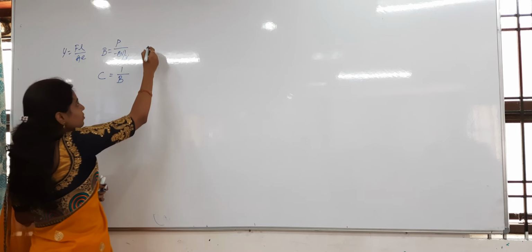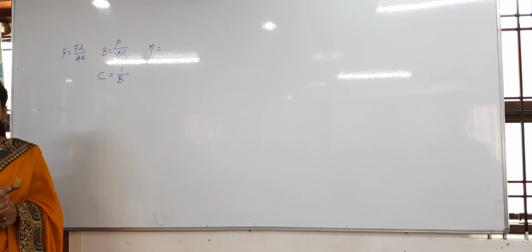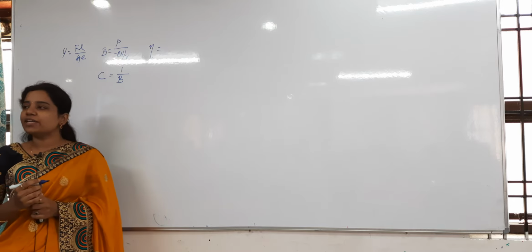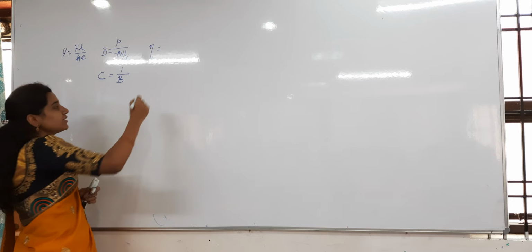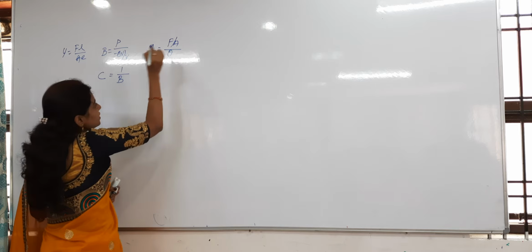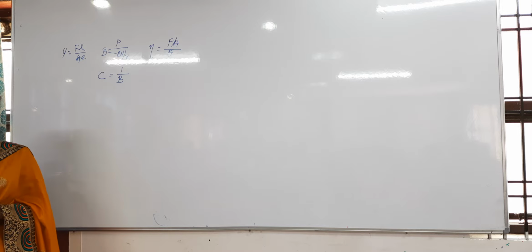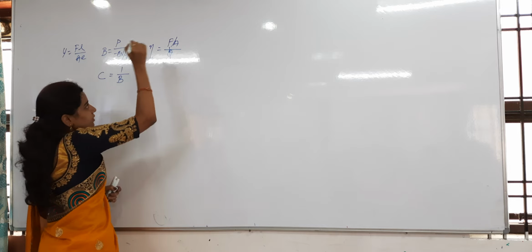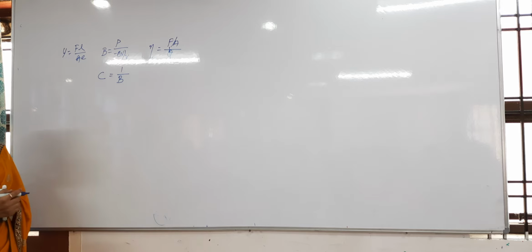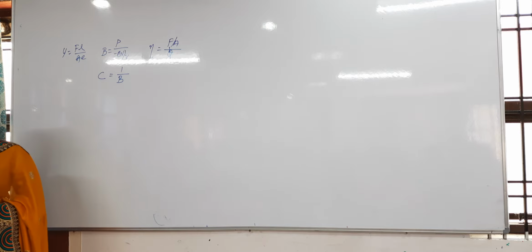Next one is shear modulus or rigidity modulus. Eta is equal to, what is the formula we got? Tangential stress by tangential strain. So tangential stress is what here? F by A, and then strain is how much? Theta. So shear strain formula, what is the formula of shear strain? Tan phi is equal to, what is the formula? X by L. I have to write phi here. So eta is equal to F by A divided by phi. That is about the 3 modulus of elasticities.